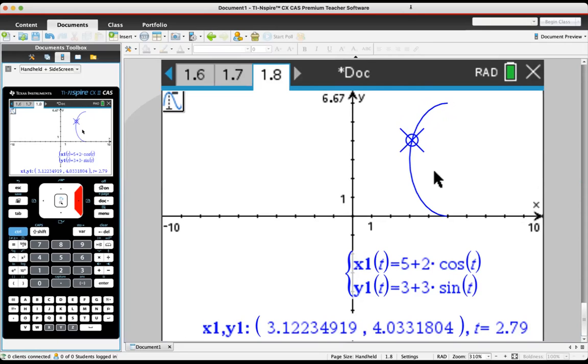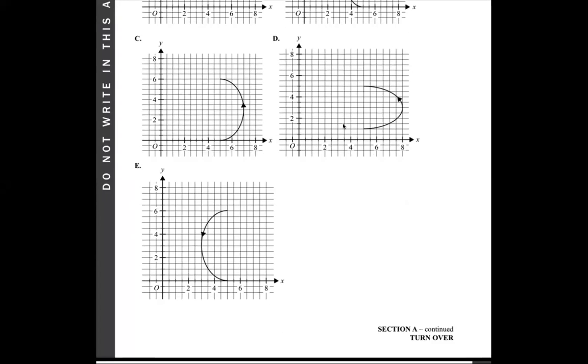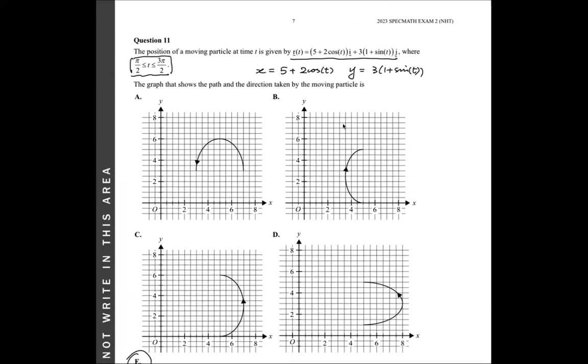Therefore, you should choose option E, okay? Only option E gives you the correct shape and correct direction. Just don't forget to change the t domain, all right? And adjust your t step.